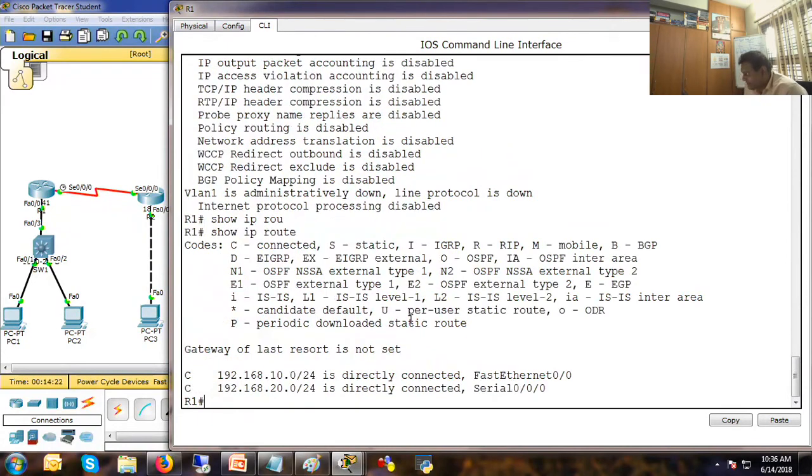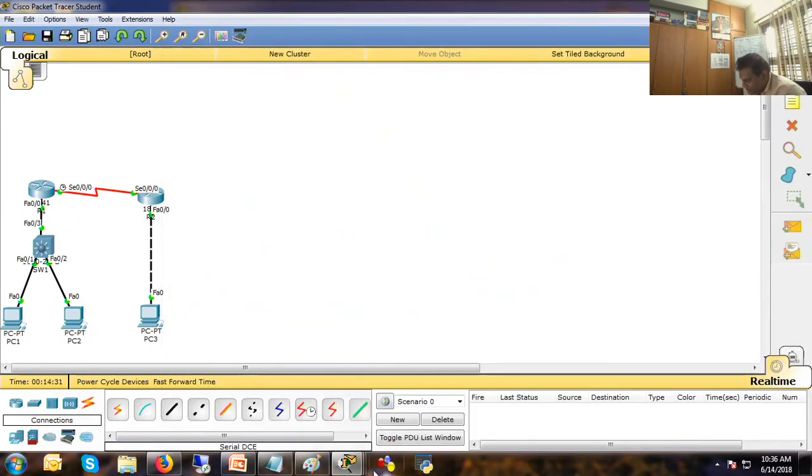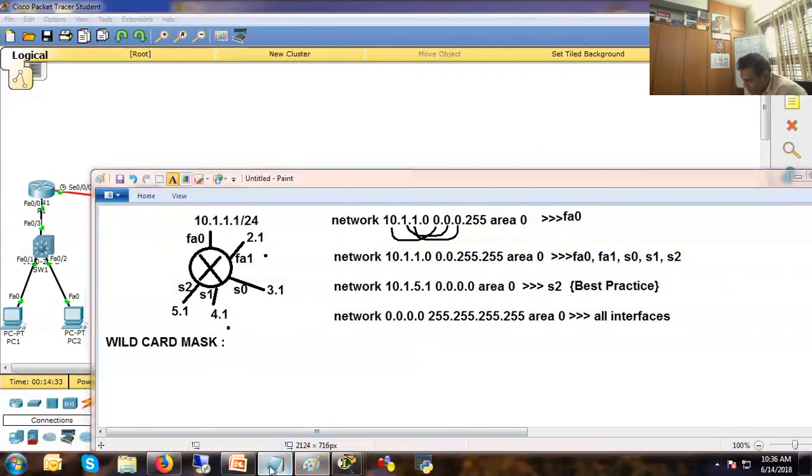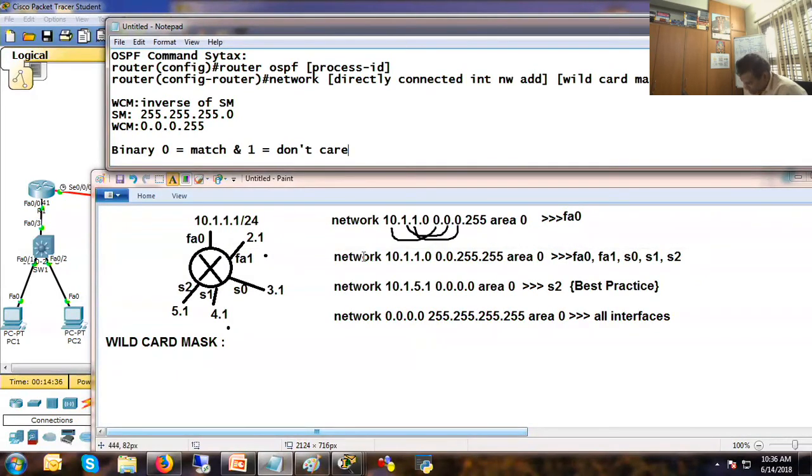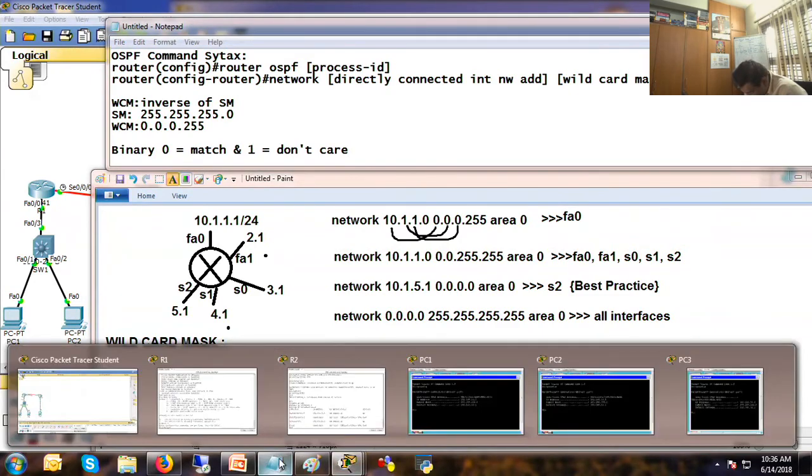Two interfaces are connected, right? 10 dot and 20 dot. So I'm going to add that. So what is the command? Yogesh, tell me. Have you written the syntax and these diagrams? Written or not? Tell me. Yes, sir. Both of you have written? Yes. Okay. So tell me the syntax.